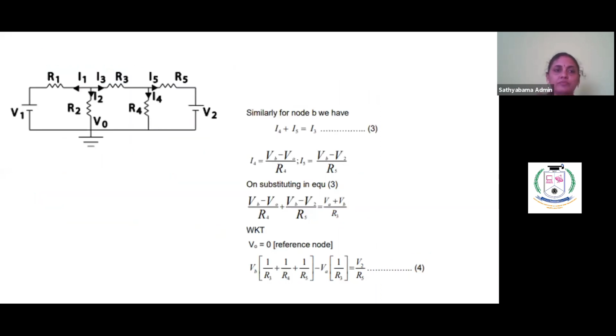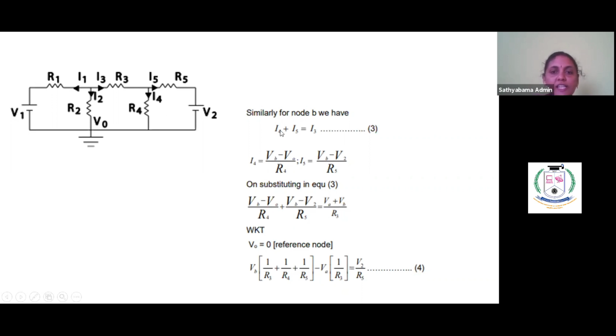Second node is VB. This is the VB voltage. So again, we are writing the equation based on Kirchhoff's current law. So this is I3. I3, you check the direction. I3 is entering the node, and I4 and I5 are leaving the node. So the entering current I3 is equal to the leaving currents I4 plus I5. So the third equation is I3 is equal to I4 plus I5.